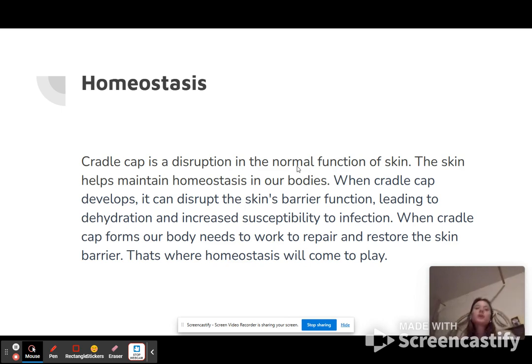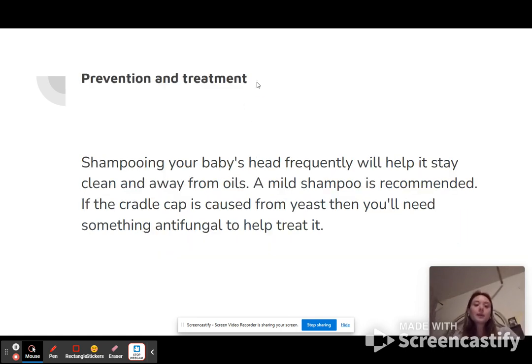So our skin is normally helping our body maintain homeostasis, and then when cradle cap develops, it's going to disrupt the skin's barrier function, and it causes it to be dehydrated, and it causes it to be more susceptible to infection. So our skin barrier and our epidermis, and maybe even the dermis, is going to try to help to repair and restore the skin. And that's when homeostasis happens, because our body's trying to go back to normal. It's trying to function like it's supposed to again.